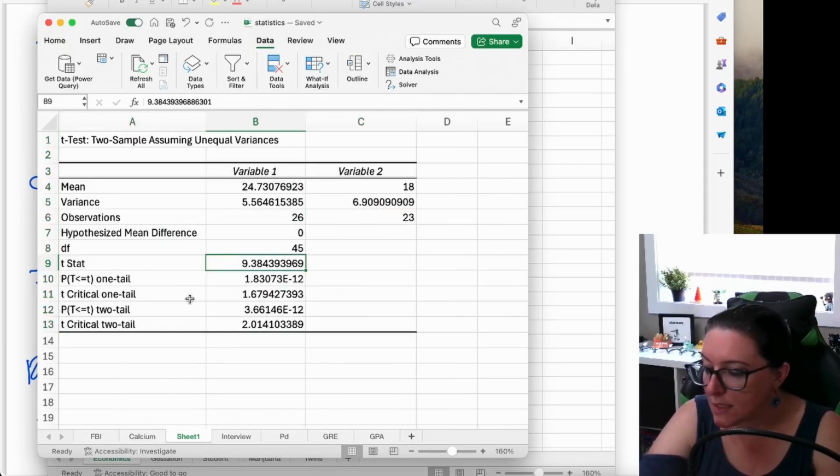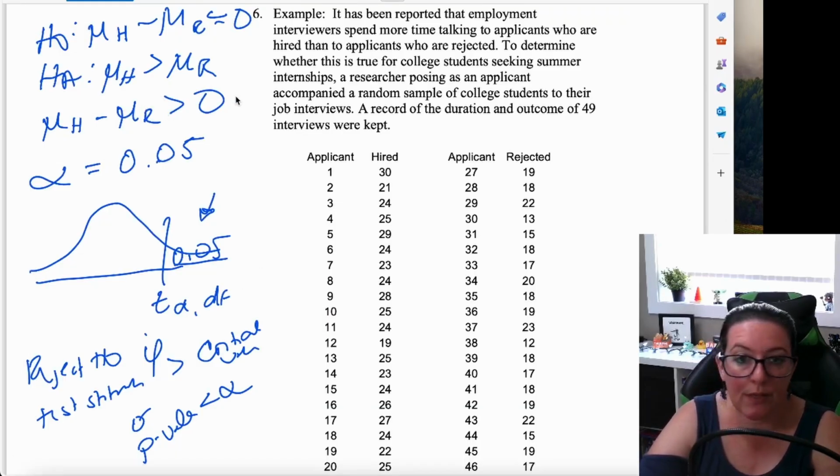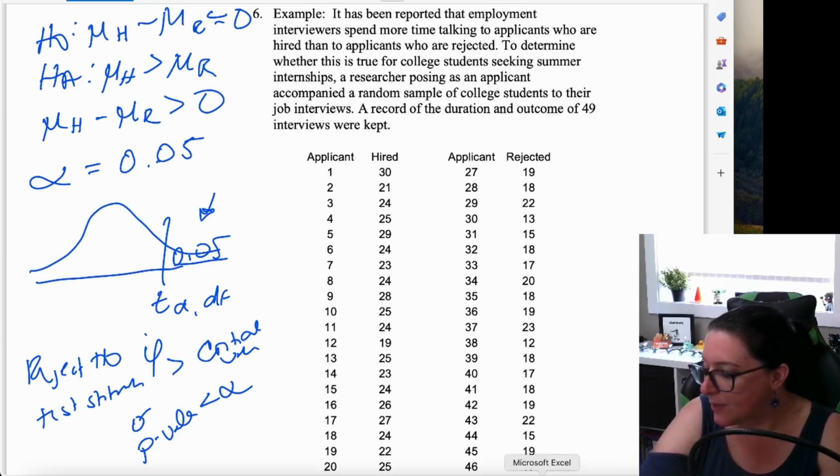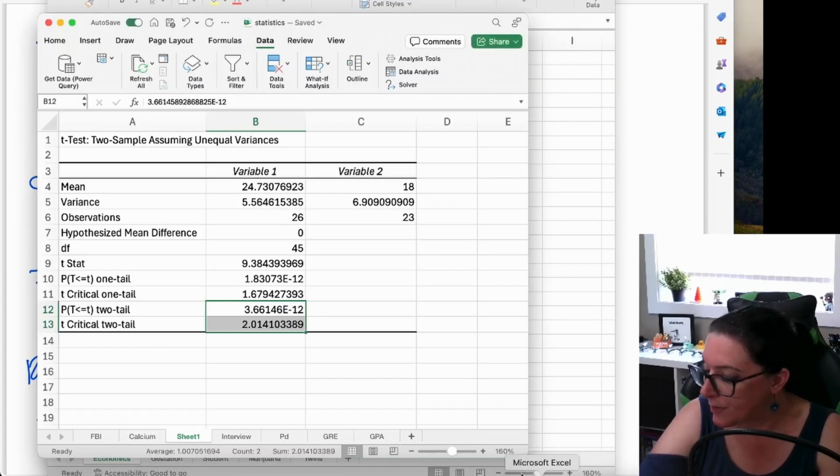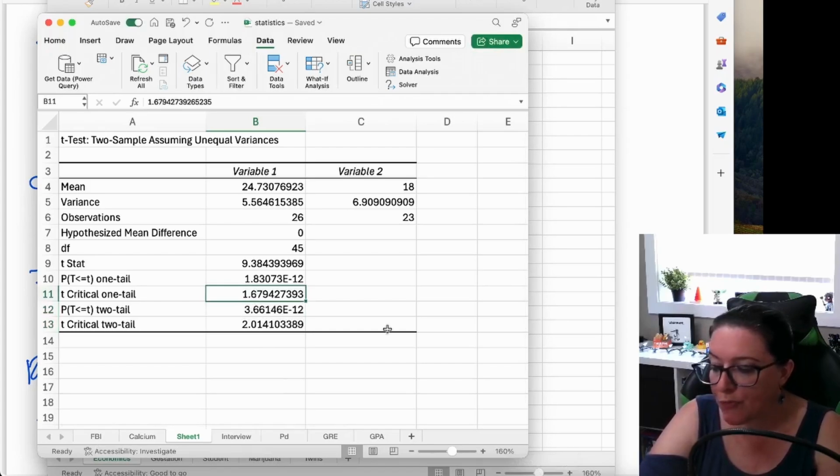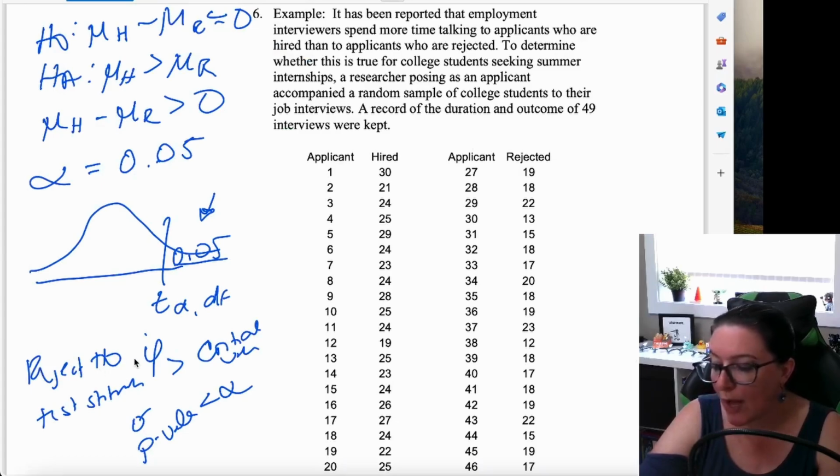All right, we get a test statistic of 0.9384. That is a big test statistic. And we have one tail and two tail. In our example here, we have greater than 0, so we are a one-tailed test, and we gave it an alpha of 0.05. So we are going to look at, is our test statistic more than the critical value? Let's look here. The critical value for a one-tailed test is 1.679, and our test statistic is way bigger than our critical value. So according to our decision rule, we reject the null hypothesis since the test statistic is greater than the critical value.